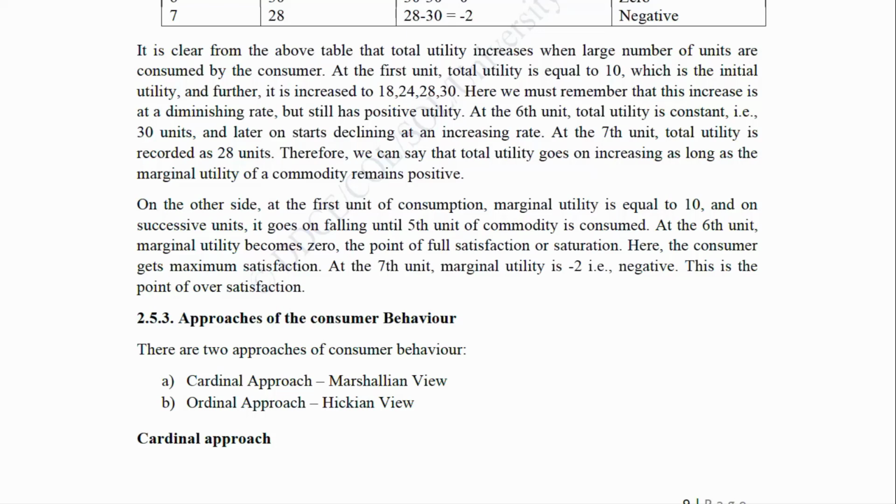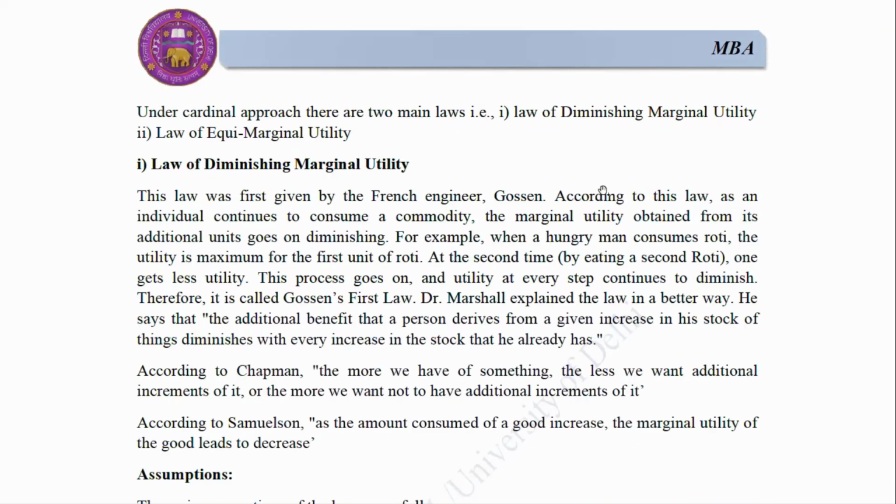2.5.3 Approaches of consumer behavior. There are two approaches of consumer behavior. First, cardinal approach, given by the Marshallian view. Second, ordinal approach, the Hicksian view. Cardinal approach. Under the cardinal approach, there are two main laws. That is, first, law of diminishing marginal utility, and second, law of equimarginal utility.